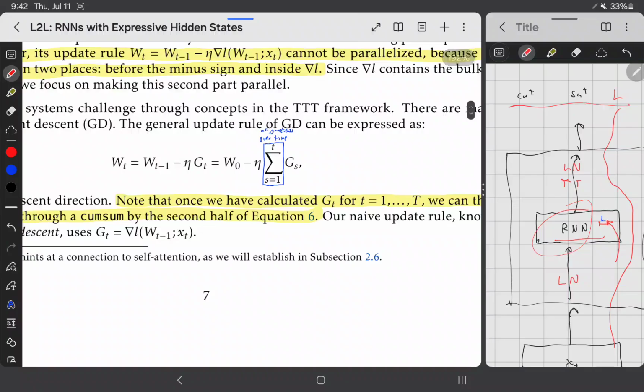So let's start with what we currently have. We currently have this update rule here. Basically, W at time t is going to be equal to W at time 0 minus the learning rate times the sum of all the gradients. Now, this doesn't look bad, except this g is dependent upon the previous gradient and the previous hidden state. So you can't just compute these in parallel, obviously, because we're doing gradient descent. You have to compute them sequentially.